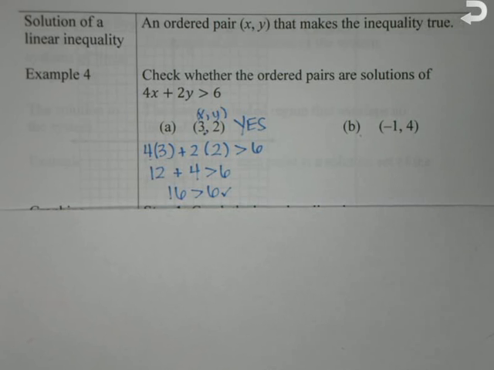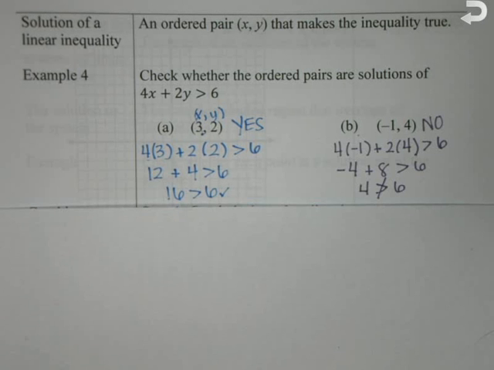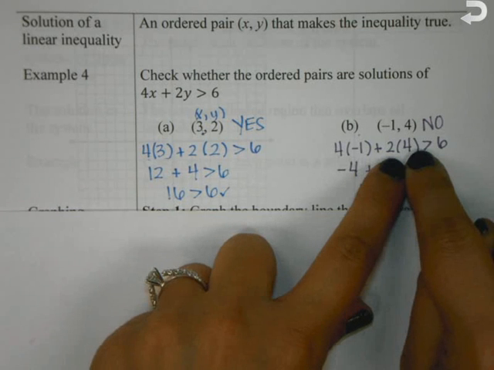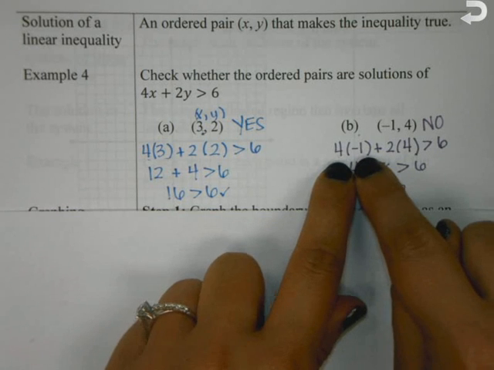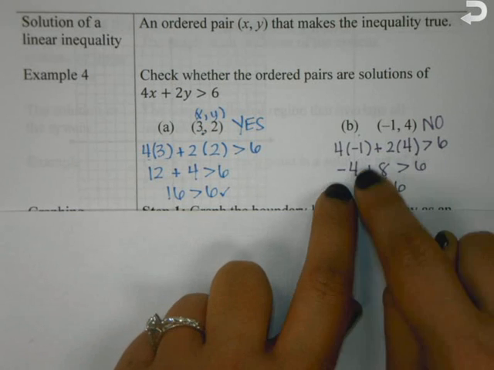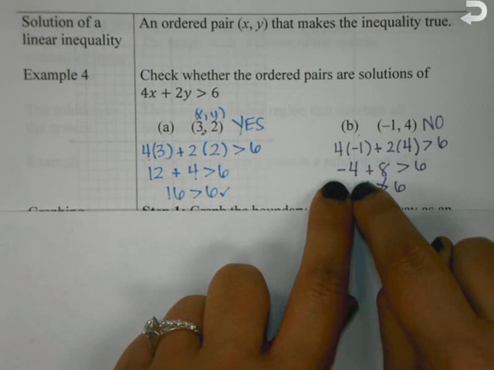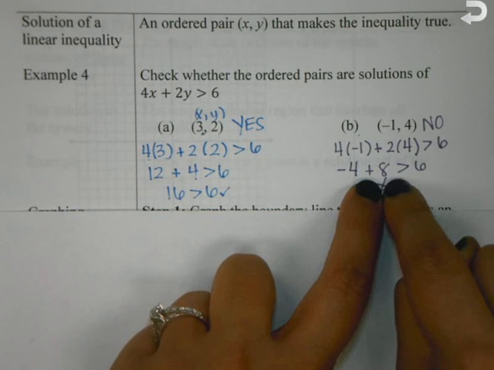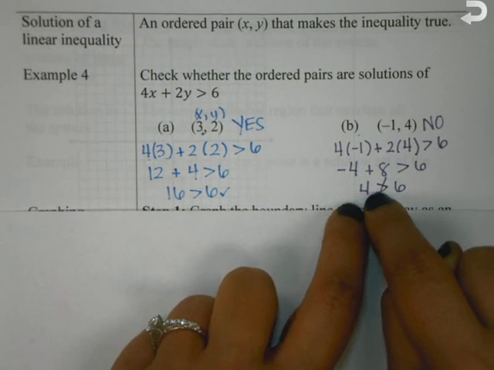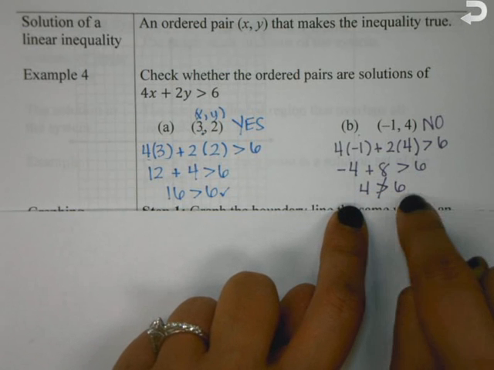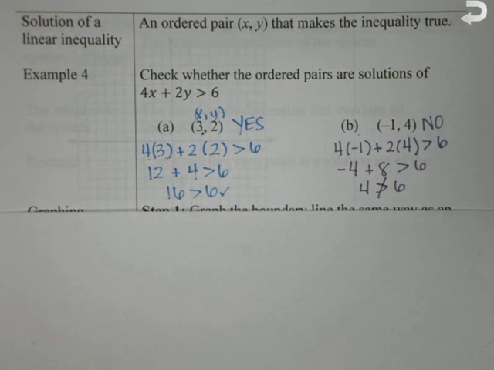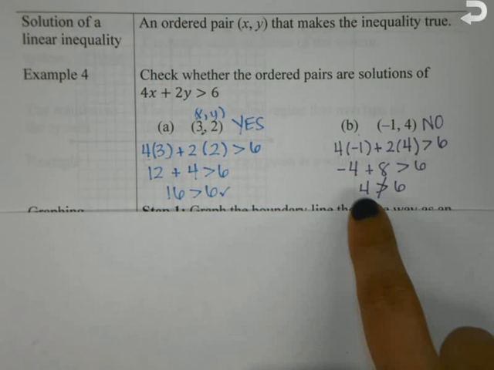What I did here was I plugged in -1 for x, +4 for y. So I had 4 times -1 plus 2 times 4 greater than 6. That was what we wanted. 4 times -1 gives me -4. 2 times 4 gives me 8. Greater than 6 is what we want. What's -4 plus 8? +4. But is +4 greater than 6? No, so it's not a solution. Okay? So if it's a true statement, yes, it's a solution. If it's a false statement, no, it's not. Okay? We are going to use this in our graphing.